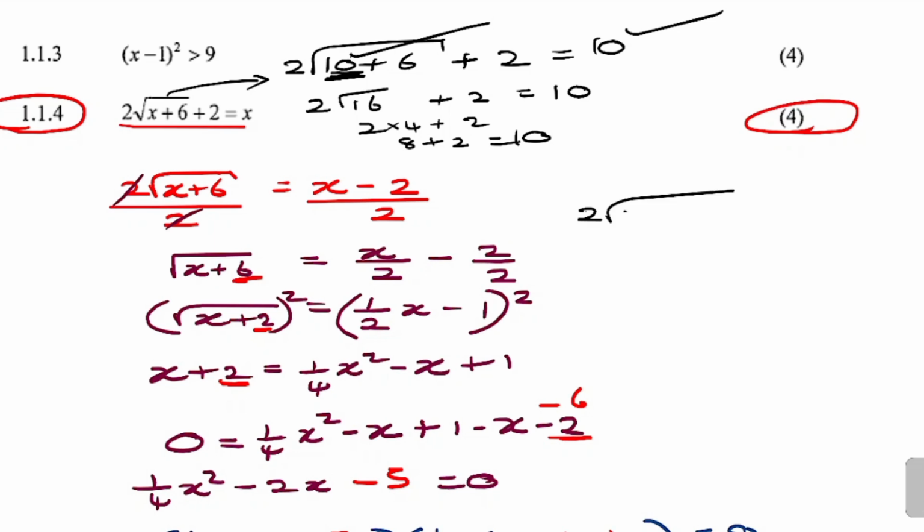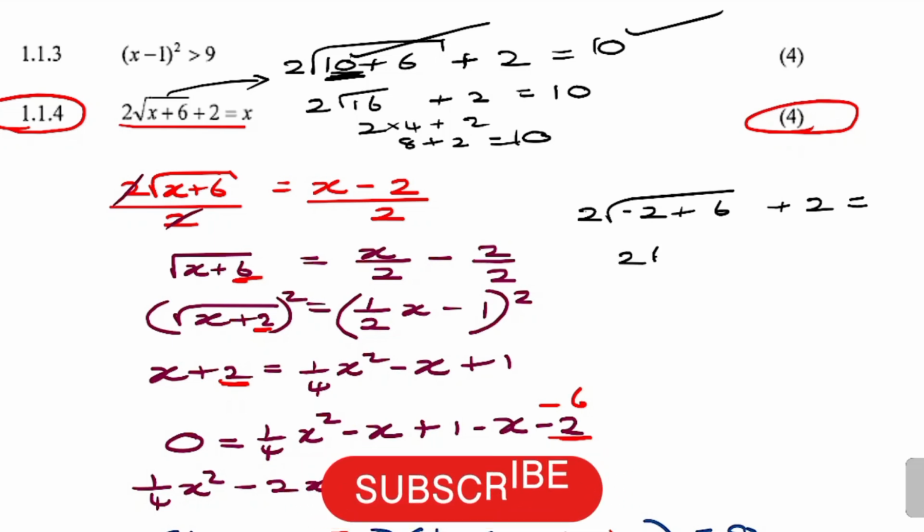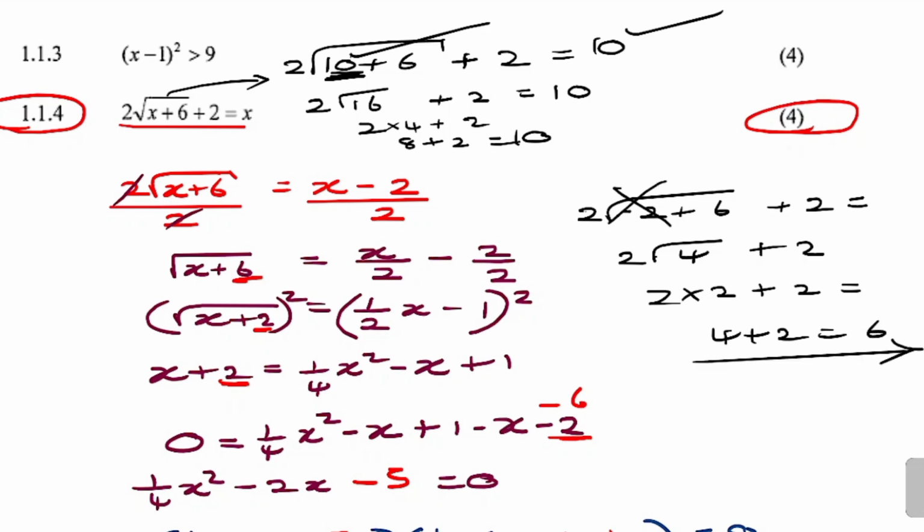Now let us try the minus 2 that we got. So we're going to say 2 root minus 2 plus 6 plus 2 is equal to, but we won't say x. We need to find out if our x is going to be minus 2, right? Because in the bracket there we have minus 2. So we're going to have 2 root 4 plus 2. But we know that root 4 is 2. So 2 times 2 is 4, plus 2 will give us 6.